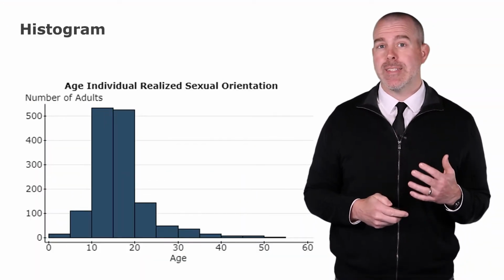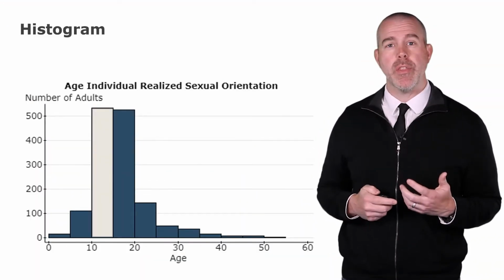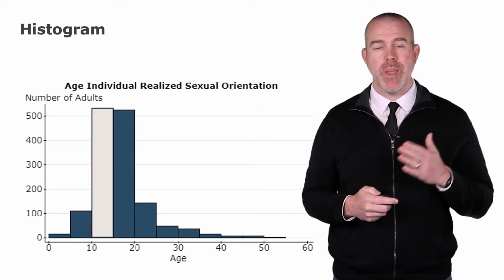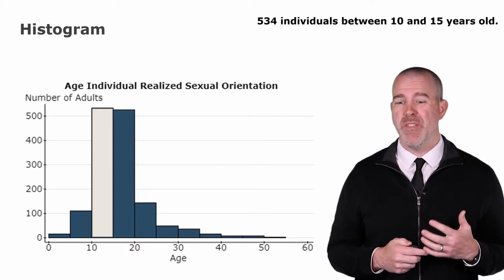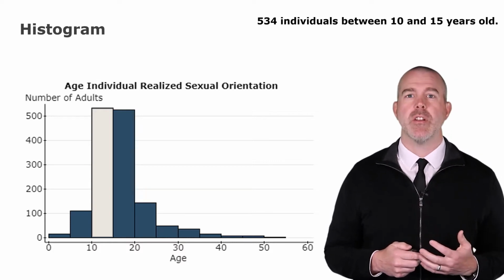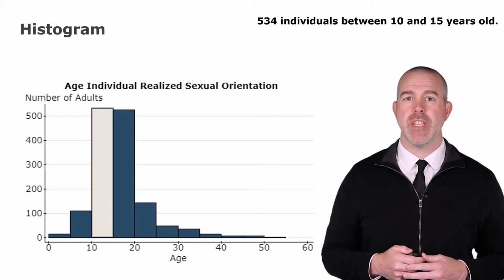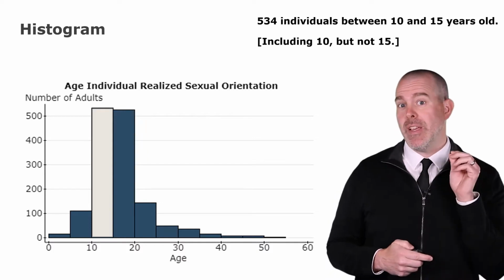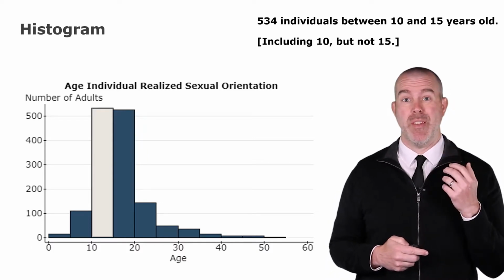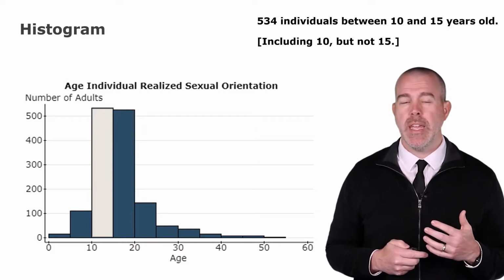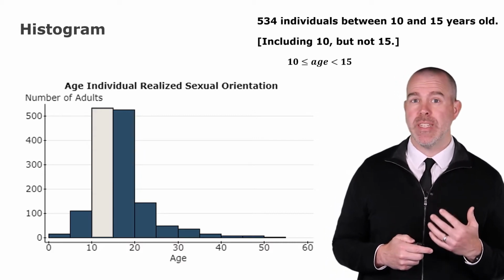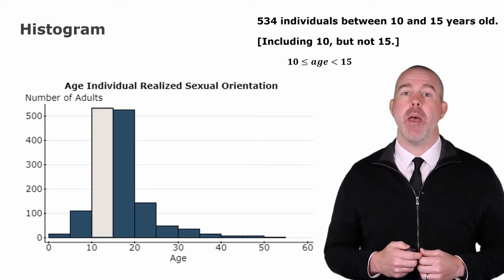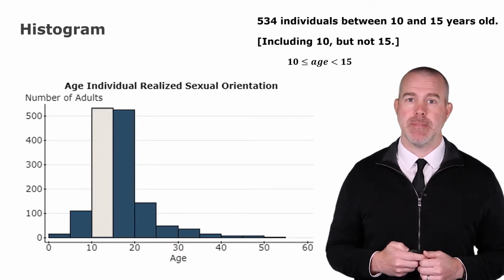Let's look specifically at one of the boxes, the third box there. It's between 10 and 15. What it specifically means is there are 534 individuals who recognized their sexual orientation between the ages of 10 and 15. Specifically, this includes 10 but not 15. If you think of an inequality, this would be 10 less than or equal to the age, less than 15. So 10 is included, but 15 is not.